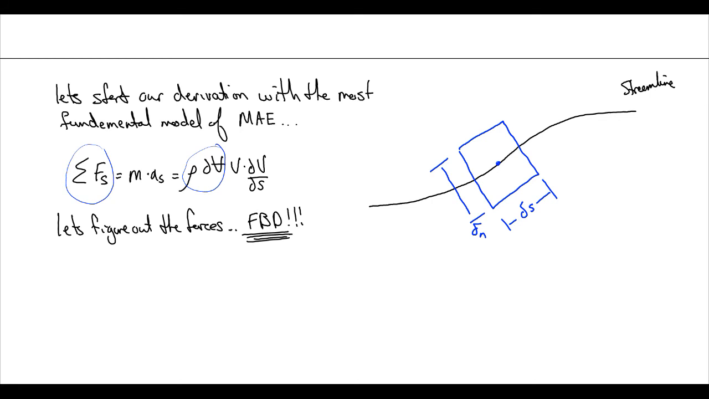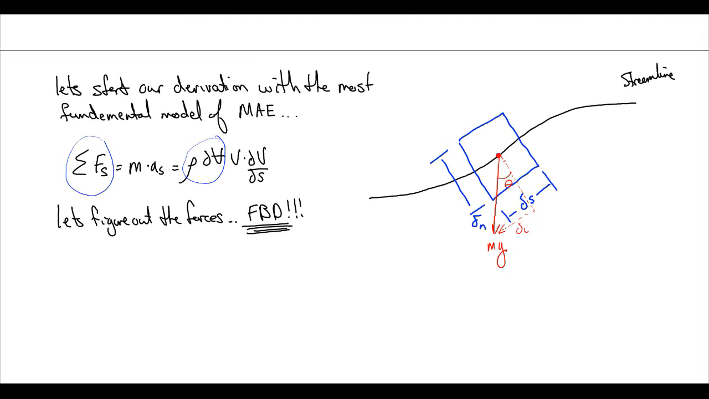And now let's write all of our forces on this object. Okay? So I'll do our gravity. Mass times gravity. And we can actually break that down into 2 different components here. If we call this theta, we'll have a differential weight streamwise and a differential weight normal to the flow.